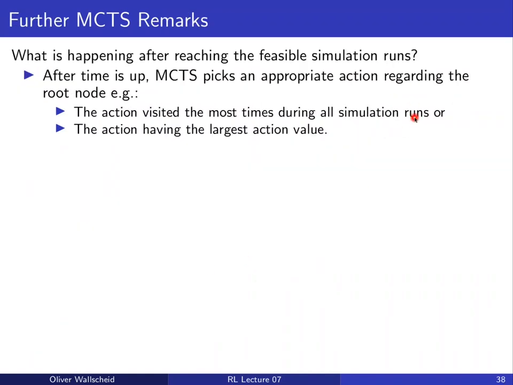Yeah, and then what is happening after reaching the feasible simulation runs? So this is basically then, okay, we have fulfilled a lot of learning episodes through the four-step MCTS procedure. And then, of course, we have to pick an appropriate action, which could be based on some arbitrary metric. But, of course, the two intuitive choices would be to take that action which was most visited during all simulation runs, or also to take an action which just has the largest action value.